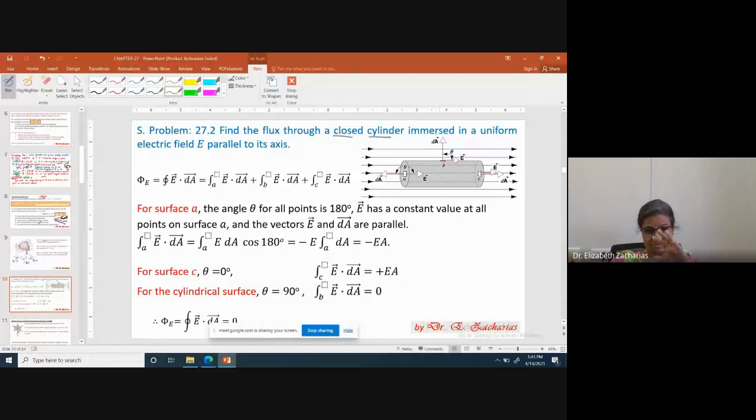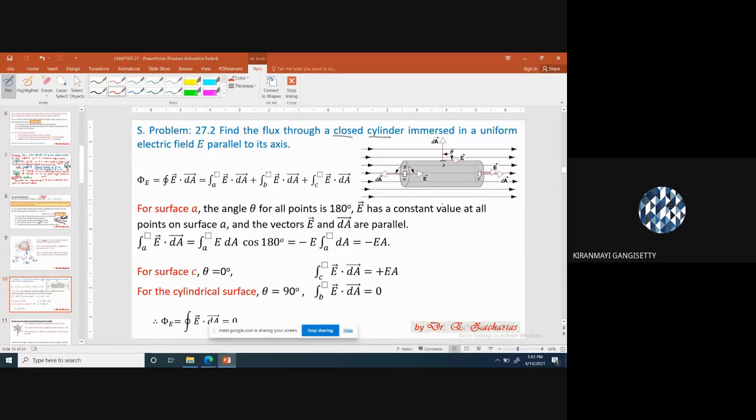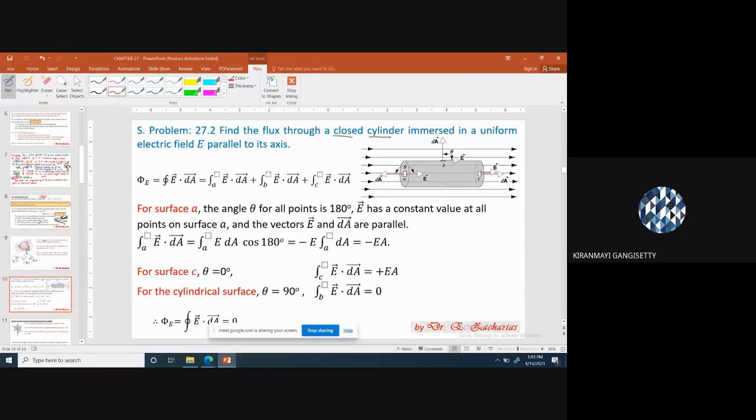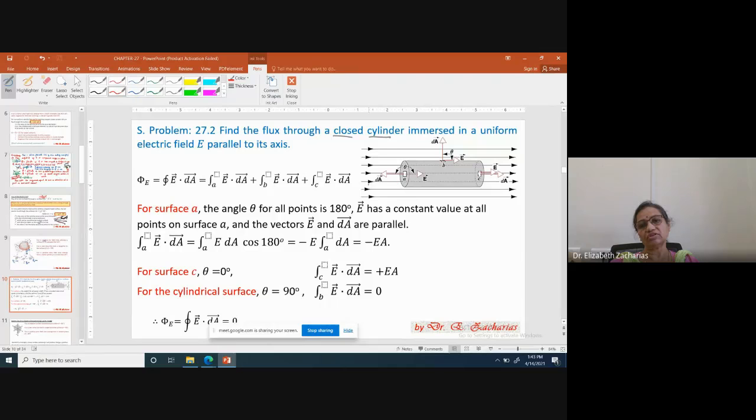Without doing any maths, just by looking at the picture, can you tell me what the flux will be? 0, ma'am. 0. Why 0? Because number of lines entering are equal to the number of lines leaving. Yeah, you can see 1, 2, 3. 3 lines are entering or cutting and entering. 3 lines are cutting and coming out. And for this curved surface, you're finding that no line is actually cutting into. There's nothing cutting. Therefore, the flux for the curved surface is 0. And the number entering is equal to the number emerging.